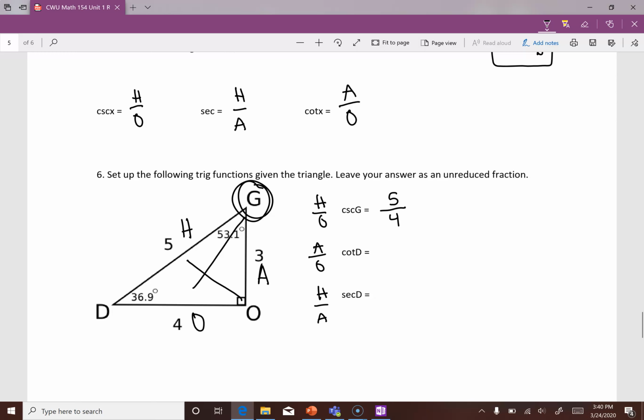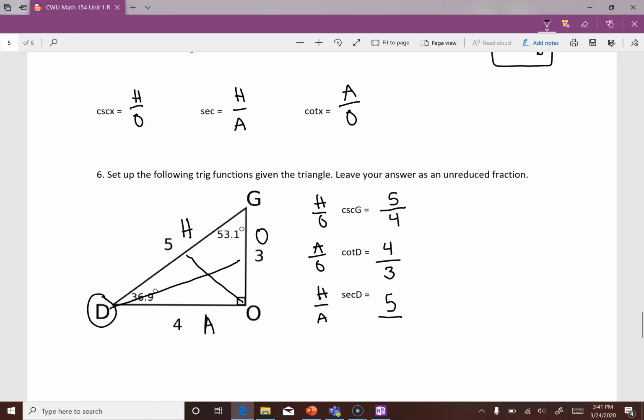All right, next thing we have to do is angle D right here. So I need to erase everything I have here and relabel my sides. So I'm going to circle my angle D. Across from that is my opposite. Across from my 90 is still my hypotenuse. And then the remaining side is my adjacent. So cotangent of D is going to be my adjacent, which is 4, over my opposite, which is 3. Secant D is going to be hypotenuse of 5 over my adjacent of 4.